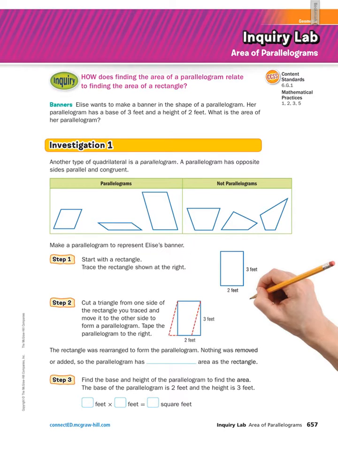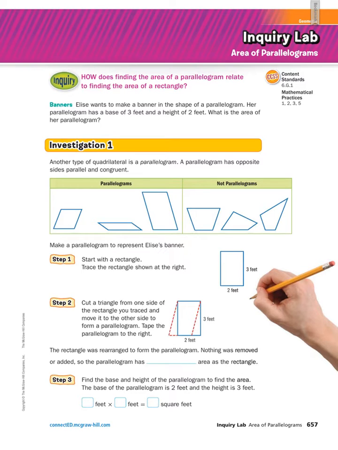Now, remember, a parallelogram has opposite sides that are parallel and congruent. So here are some examples. The left and right are parallel, the top and bottom are parallel, they're all equal. Same thing. Left and right are equal and parallel, so are the top and bottom. Same thing here. These are not parallelograms. In this one, the top and bottom are parallel, but the left and the right are not. This one is all crazy, and so is this one. So they are not parallelograms.